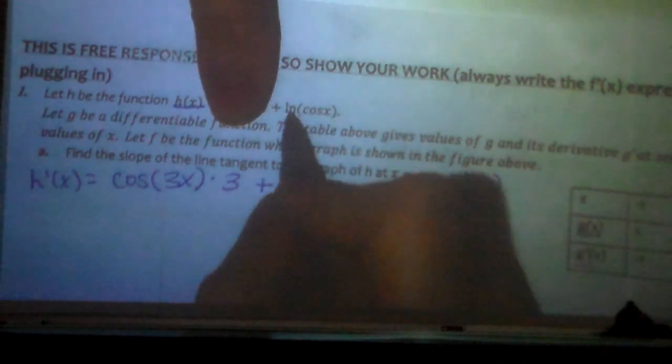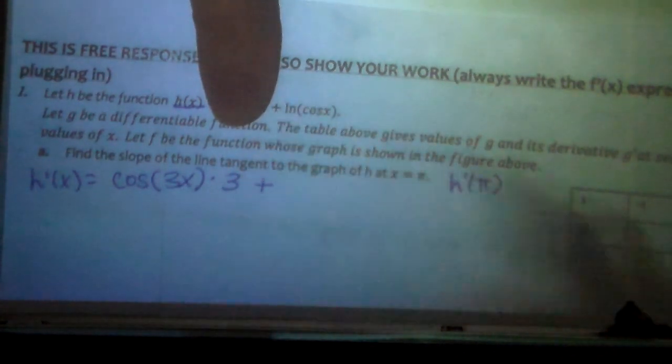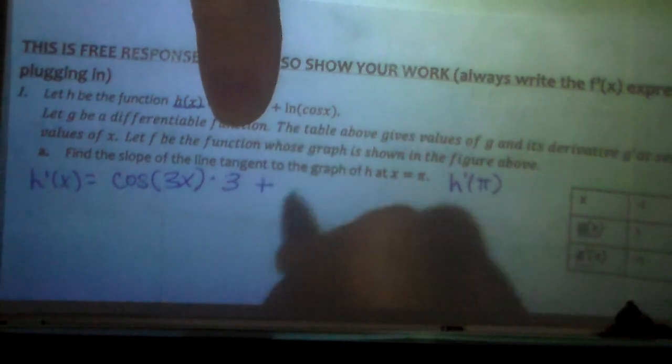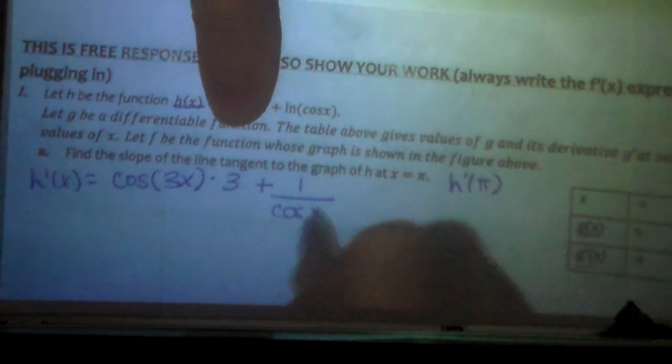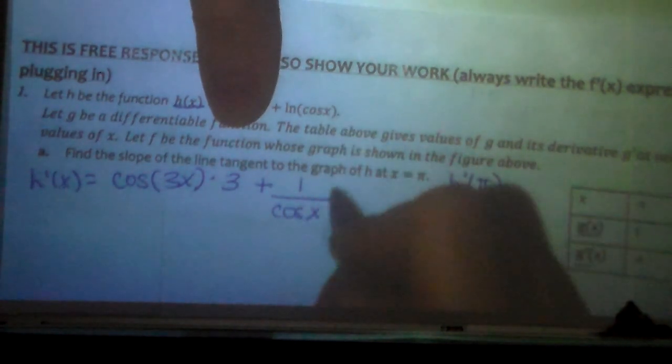Plus, same idea, chain, because I have cosine inside of natural log. So derivative of the outside. Natural log is 1 over. Leave the inside the same. And then multiply by derivative of the inside.